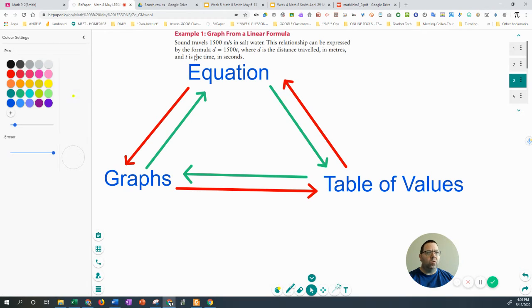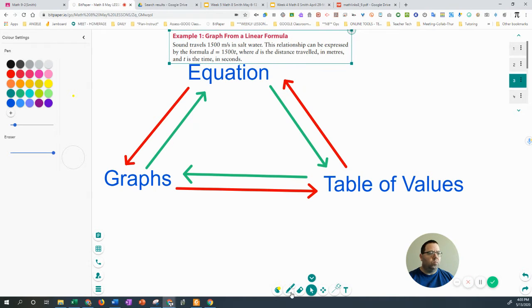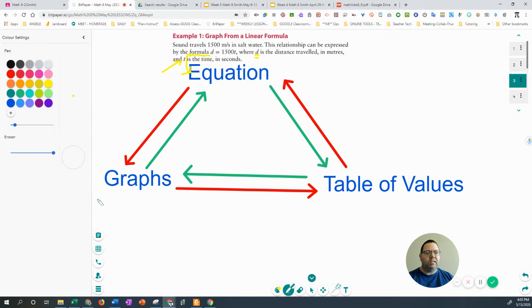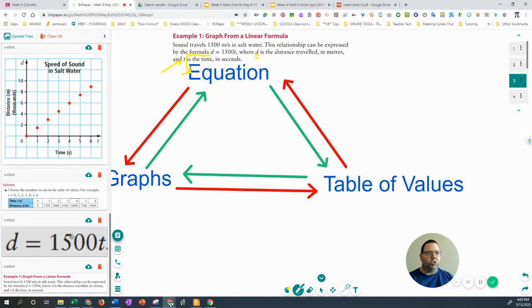Okay, let me just get my yellow here. Formula, whoops, let me switch to pen. Formula is the same thing as an equation, okay? All right. And it says D is equal to 1,500T, where D, there's a variable, we're relating two things, is the distance traveled in meters, and T is the time in seconds. I did snip out a blown up version of this equation. Let me share it with you.